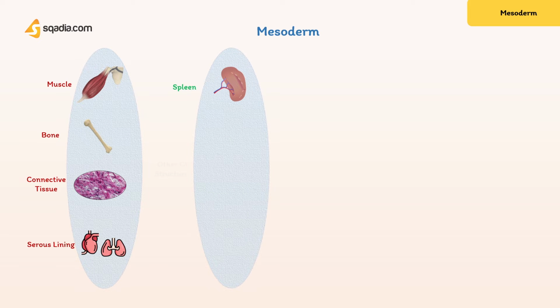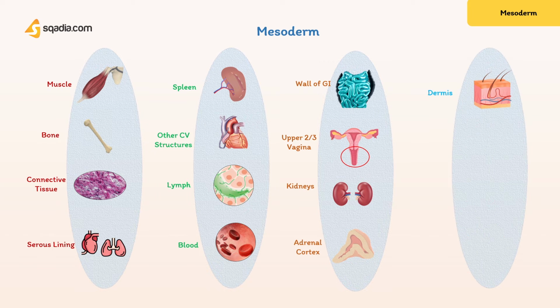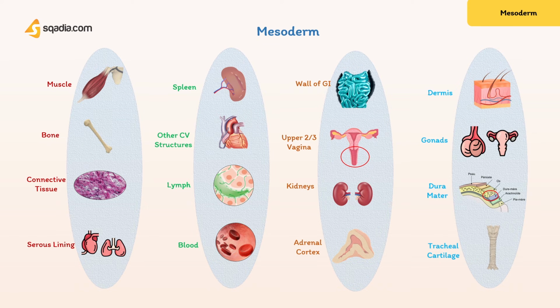And then we have the other cardiovascular structures. We also have lymphatics, then the blood, wall of the gut tube, then the upper two-thirds of the vagina, then the kidneys. Next, we have the adrenal cortex, then the dermis, and then the testes and ovaries, which we can refer to as the gonads. Next, we have the dura mater, and at last, we have the tracheal cartilage.